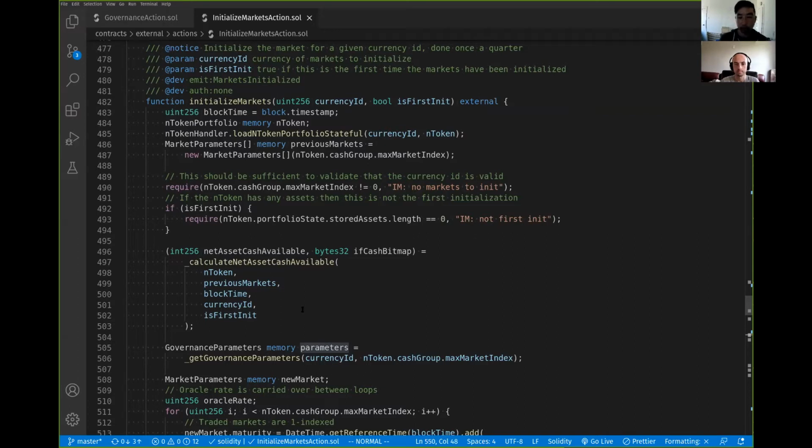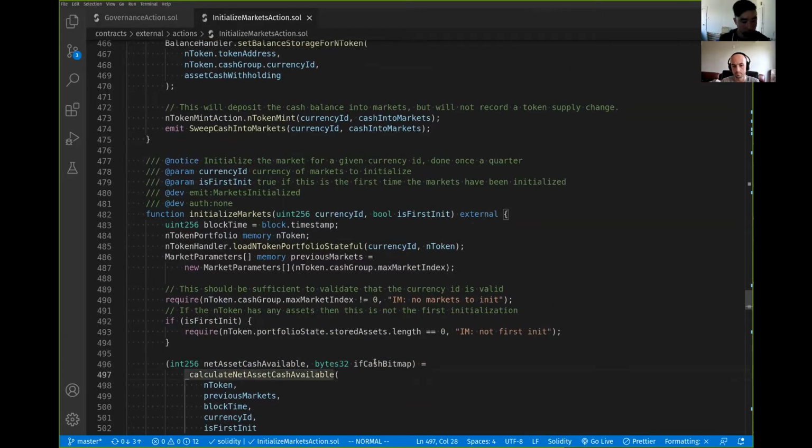Once we've done that, we're going to calculate the proportions, the Fcash and total cash that are going to be in those markets that will maintain interest rate continuity between the previous quarter and the current quarter. That's a lot to adjust, but we're going to go through this step by step.